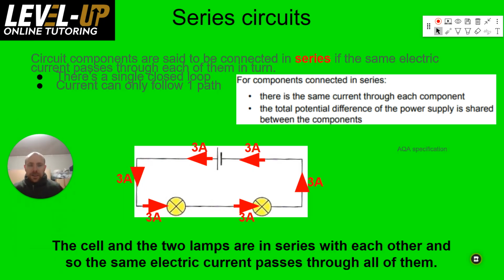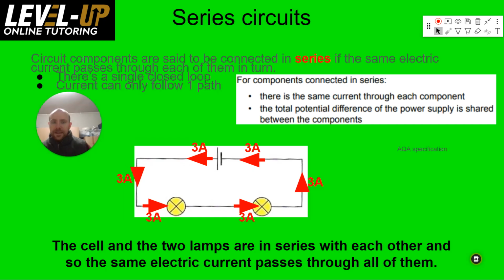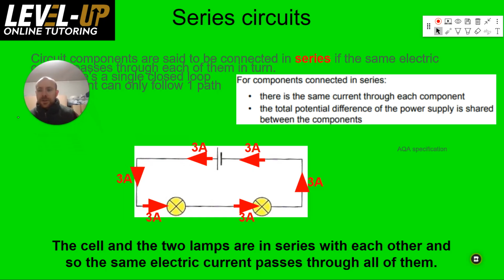It's useful actually just to look at the AQA specification here. Obviously, it's relevant for all boards, but the AQA specification I think words it quite nicely. Components connected in series, there is the same current through each component, and then we talked about, when we looked at that, the potential difference of the power supply is shared between those components.